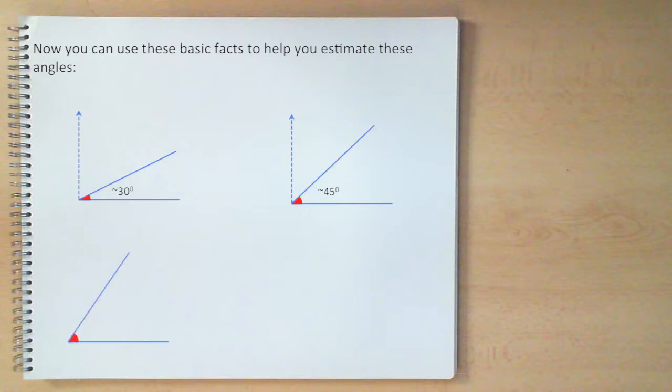Here's the third one here. Put our straight line up. This is certainly more than halfway, perhaps 2/3 of the way. So it's about 60 degrees or so.